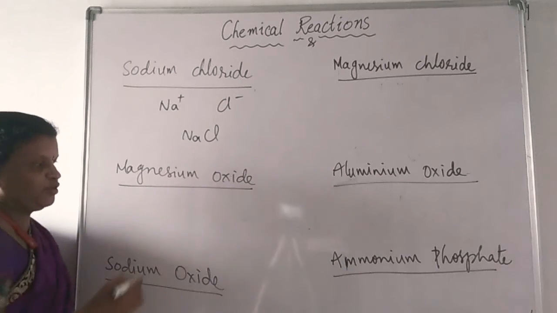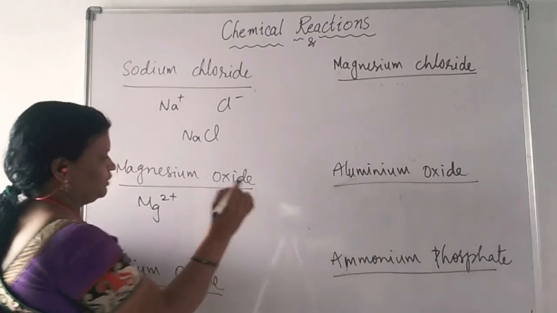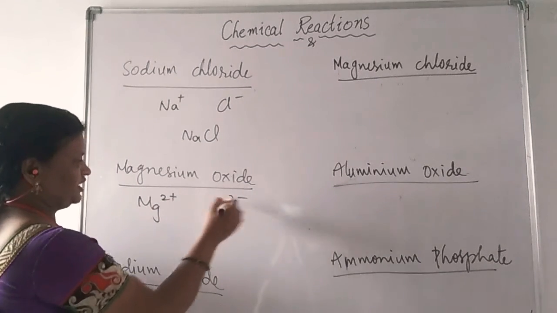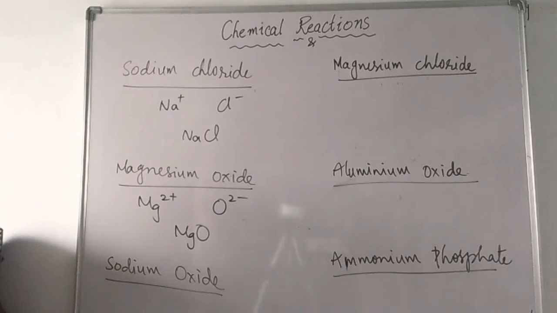Now we'll go for magnesium oxide. Magnesium 2 plus, oxygen 2 minus. Here also both the valences are same. So just cancel that. Write together. It becomes the magnesium oxide formula, MgO.